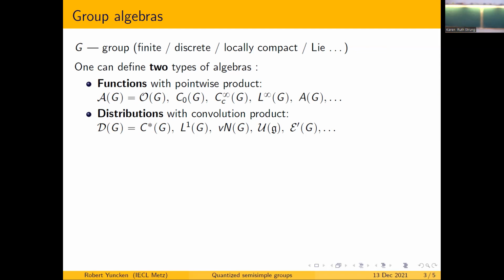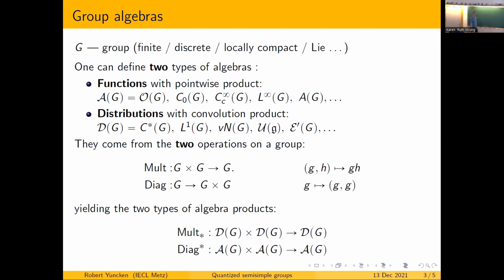So you can get C star of G or L1 of G, or a good example is U of G, the enveloping algebra, which is distributions supported at the identity element in the group. These are all convolution algebras of distributions, and they only see the group structure. They come just from linearizing, if you like, extending linearly the group law. Okay, so just to make this extremely clear, these 2 algebra structures that you get on a group come from 2 operations on a group.